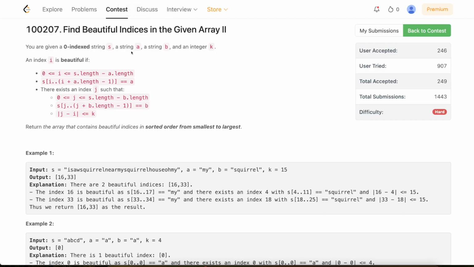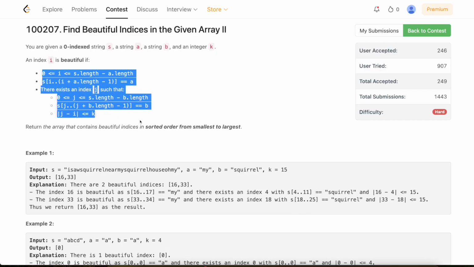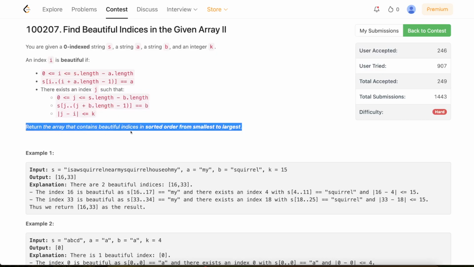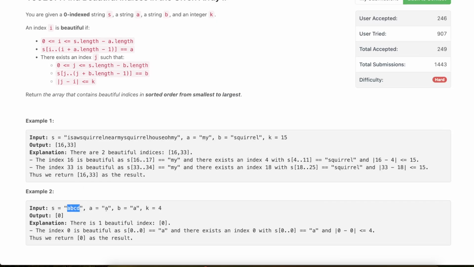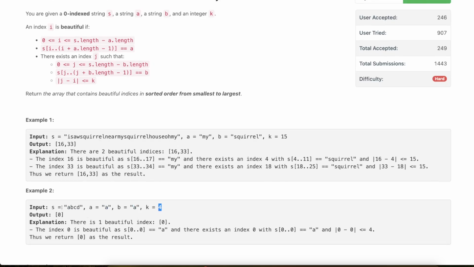So let's get started. The problem states that you are given a 0-indexed string s, strings a and b, and an integer k. Now index i is beautiful if the following conditions hold, right? Now we have to return all the beautiful indices in sorted order from smallest to largest, right? So let's take an example. Let's say the given string s is abcd, a is a, b is a, k is 4. Now we need to return all the beautiful indices.